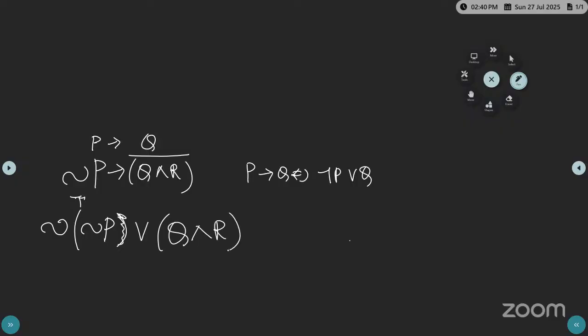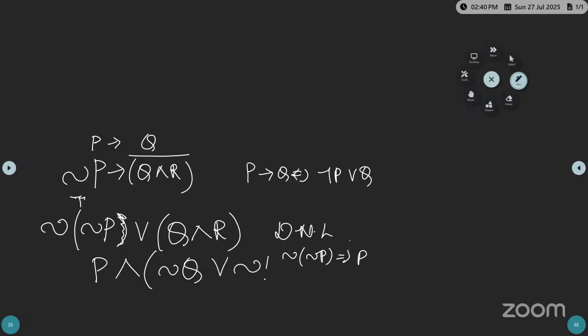Clear? Next what will you do? I am going to distribute this negation. Negation of negation P, what does it become? Double negation law. Here you have to write that according to double negation law, negation of negation P is P. You can see there. Again, negation of or is what? And. This will become negation Q. Right? Negation of and is or. Again, negation R.